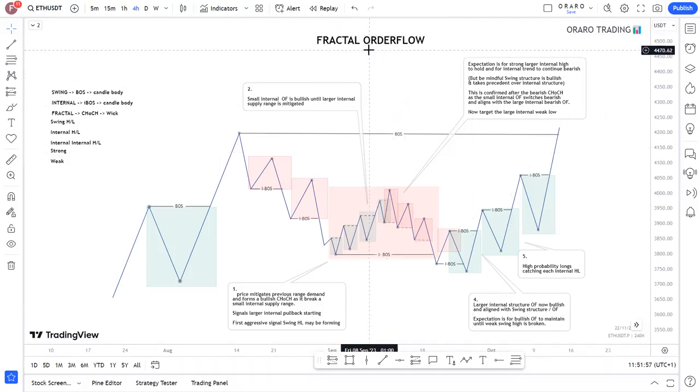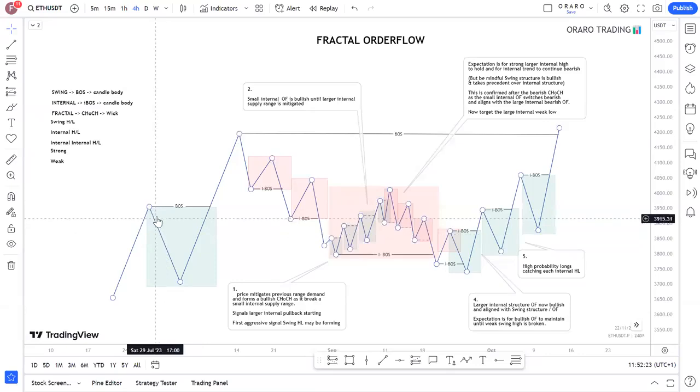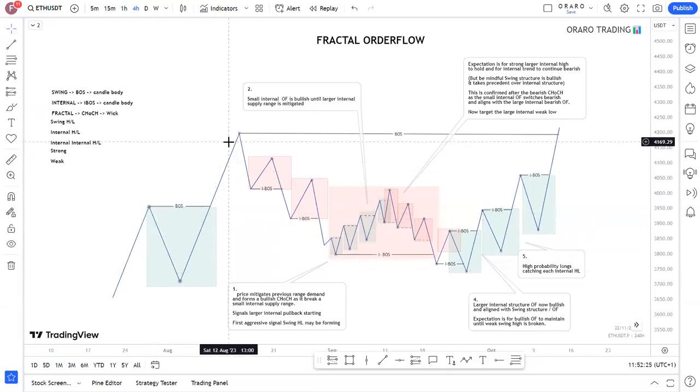Now, this is fractal structure, fractal order flow. In a structural way, we have the swing, the internal fractal, swing highs and internal, smaller internal, and larger internal. Internal means the smaller internal, strong and weak point. So look at this diagram very well. What do you see? After this break of structure, the next thing we're expecting is a pullback.